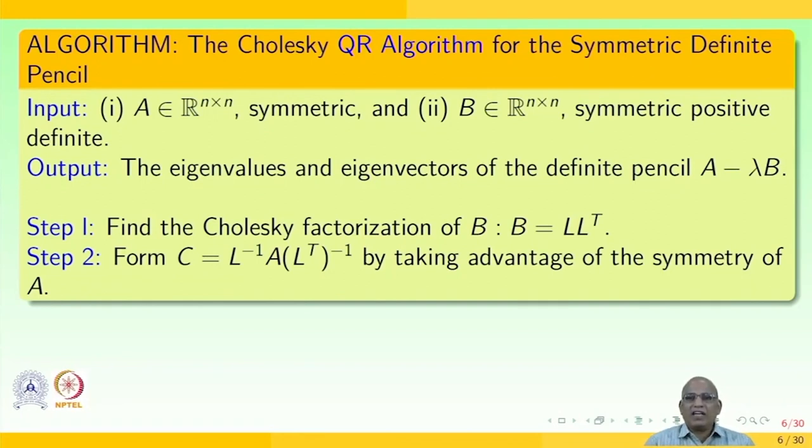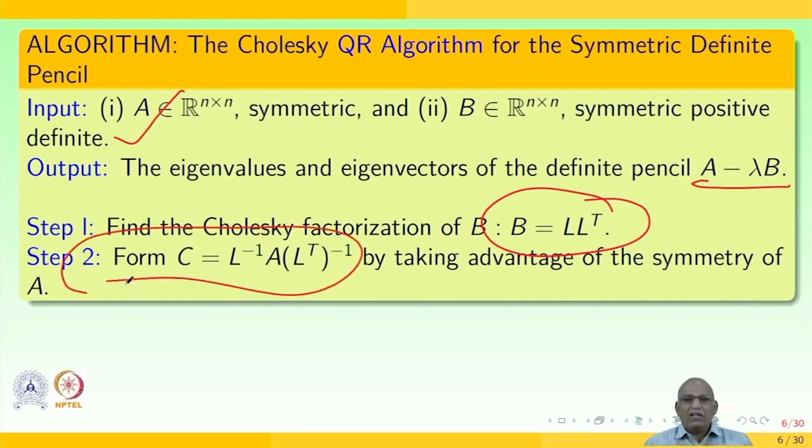The algorithm is the Cholesky QR algorithm for the symmetric definite pencil. Input: a matrix A in R^(n by n), symmetric, and B in R^(n by n), symmetric positive definite. Output: the eigenvalues and eigenvectors of the definite pencil A minus lambda B. Step 1: find the Cholesky factorization of B, that is B = L times L transpose. Step 2: form C = L inverse A (L transpose) inverse, taking advantage of the symmetry of the matrix A.